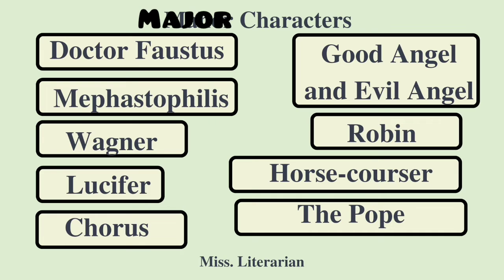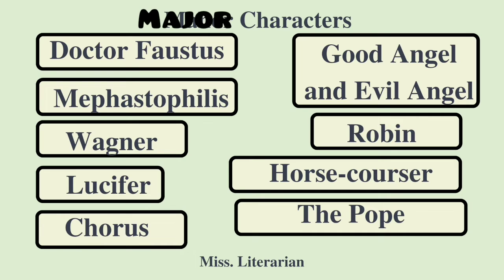Next character is Wagner. Wagner is Faustus' student and servant. Faustus actually sells his soul to Lucifer. His student does not sell his soul to Lucifer, just like how his master did. He also steals Faustus' books and learns how to summon demons. And at the end of the play, he seems concerned about his master's fate.